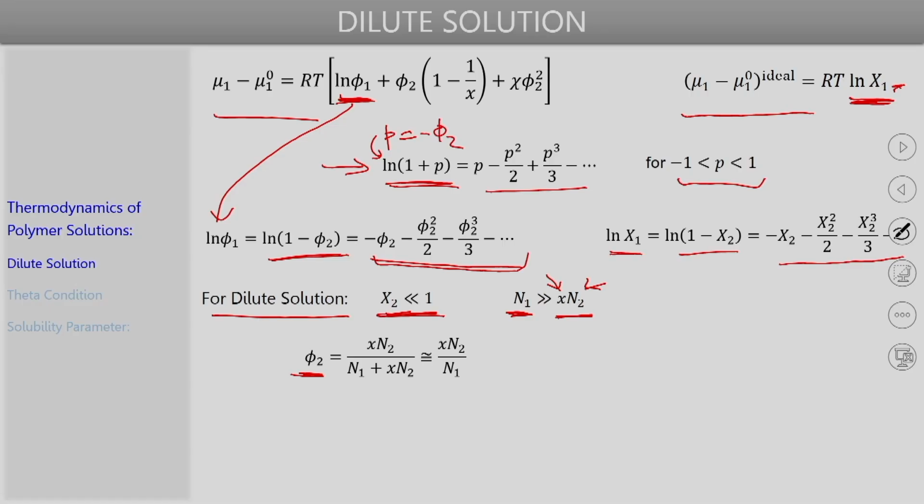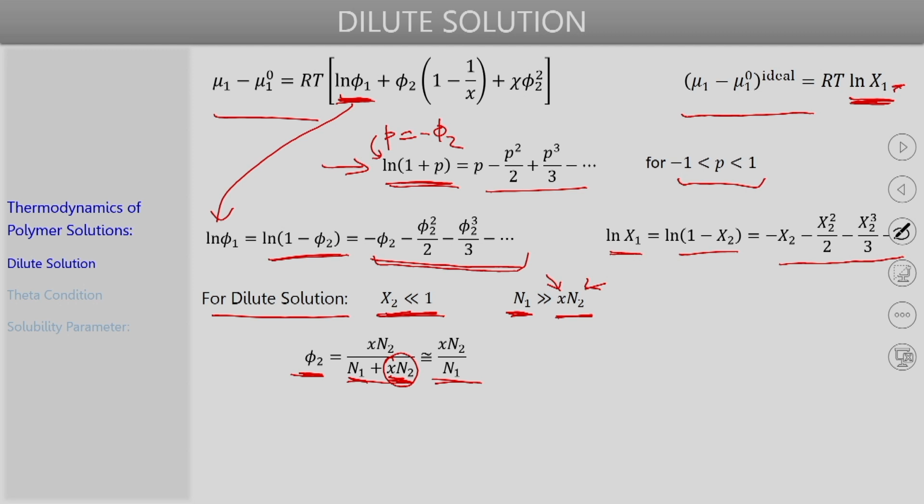So, the volume fraction of phi 2, which is defined like this. Here, since this term x times N2, which is the number of polymer segments in the solution, is much smaller than N1, we can neglect this term from the denominator, and we approximately get phi 2 as x times N2 by N1.